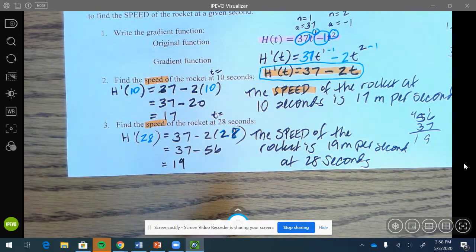But anyway, this was just a brief introduction as to what is the difference, what is a gradient function? Gradient function is a function that you can use to find the instantaneous rate of change based on the x coordinate of the original function. And that's it.